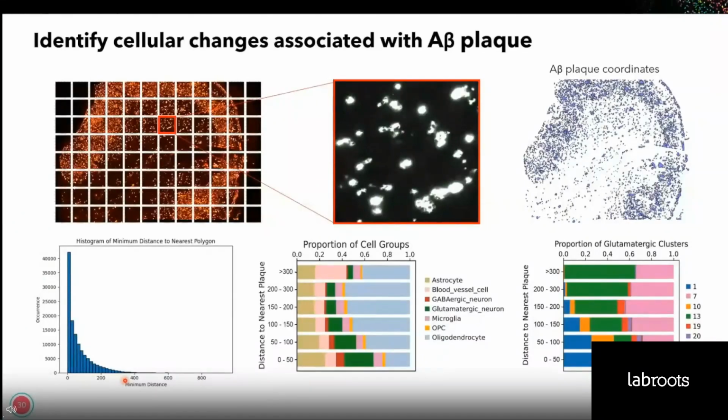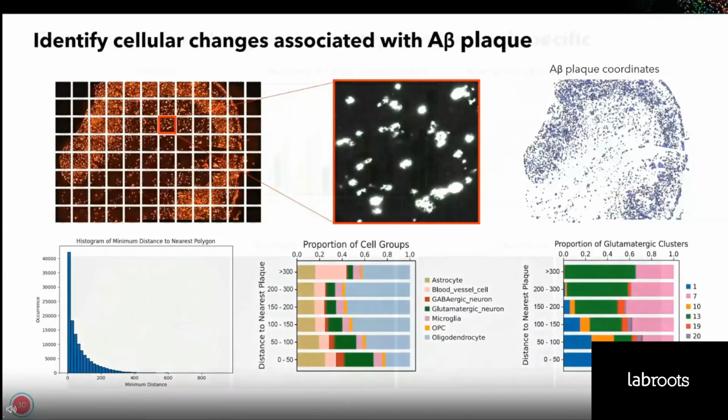So interestingly, when we calculate the cell type composition within different distance ranges to A beta plaque, we can see that neurons are relatively enriched in regions close to the plaque, while oligodendrocytes are more enriched in regions distant from the plaque. If we perform the same analysis with different glutamatergic cell clusters, we can clearly see that cluster 1 is enriched in A beta plaque region, while cluster 13 is depleted from the region.